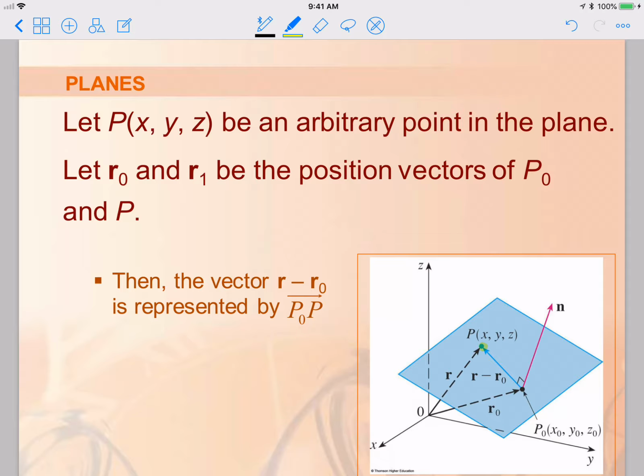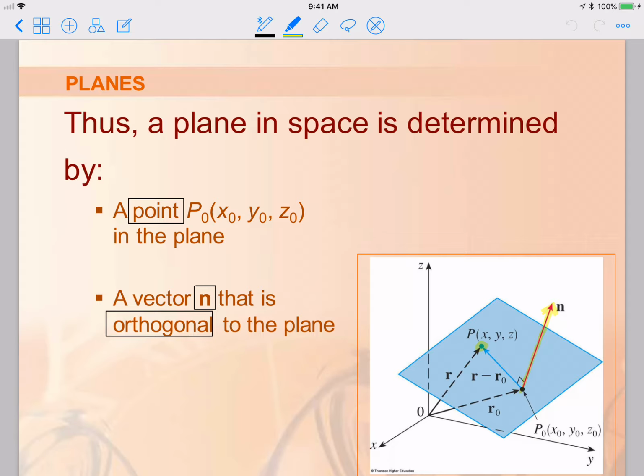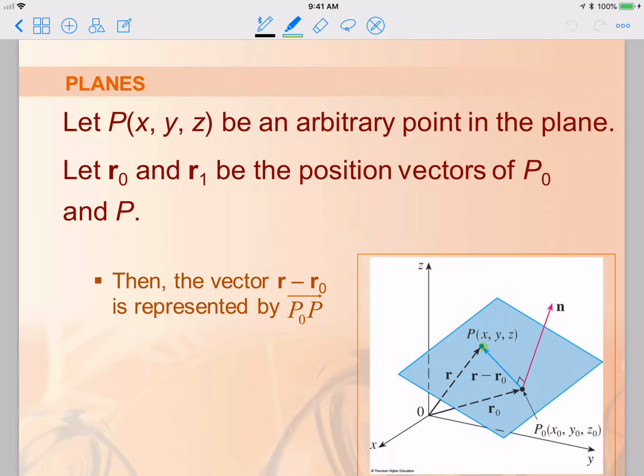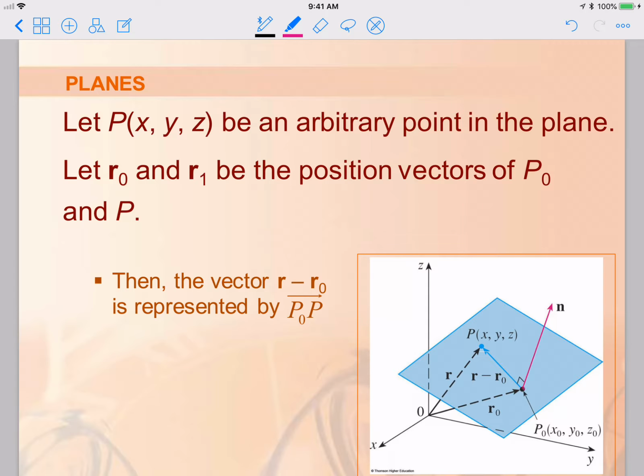Oh man, I think I was wrong from before. Remember when I said a point P naught? The point P naught is going to be right here. Does that make sense? Sorry about that. So now suppose you start off with your point P naught, which is in the plane, and you've got your normal vector.